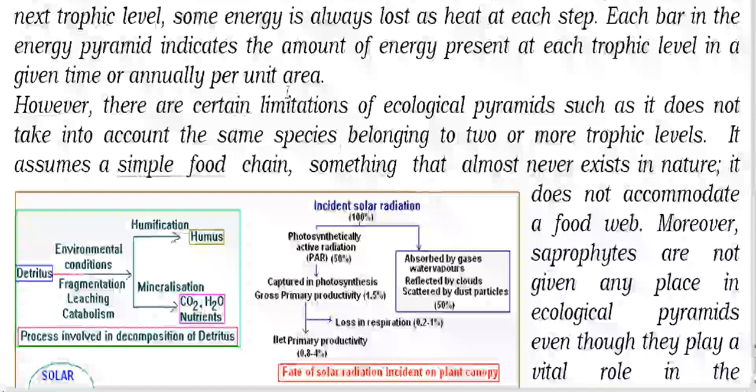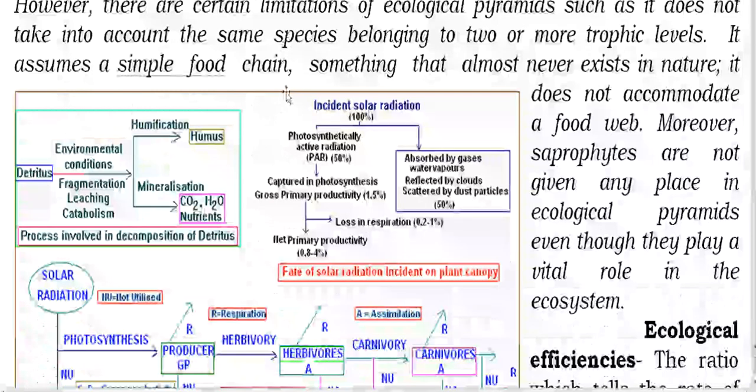However, there are some limitations of the ecological pyramid. It does not take into account the same species which occupy different levels. Sometimes it can be very harmful because the numbers increase to such a level that we cannot read what you have written. So it is very important to write neatly and cleanly.